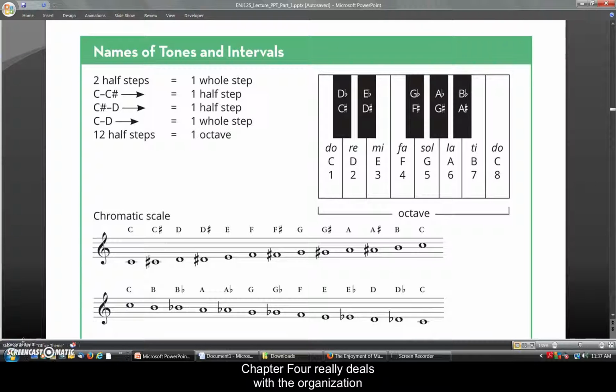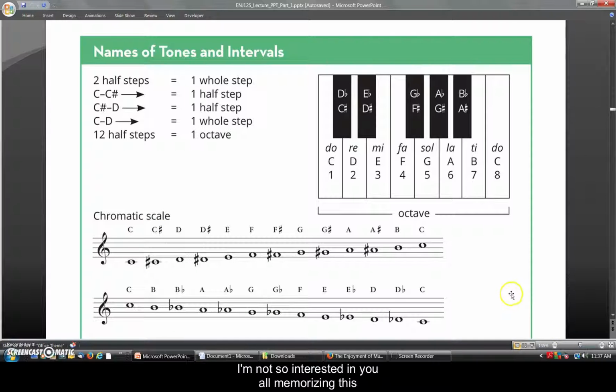Chapter 4 really deals with the organization of musical sound. Musical sounds are actually, in Western music, a series of half steps. We go from a white note to an adjacent black note to another white note to an adjacent black note, and so on and so forth up the musical scale. There's actually 12 half steps altogether. This is what this chromatic scale looks like.